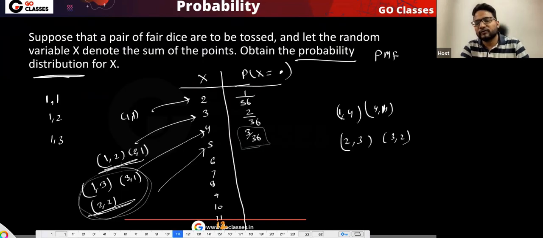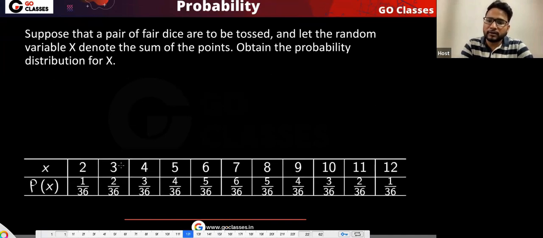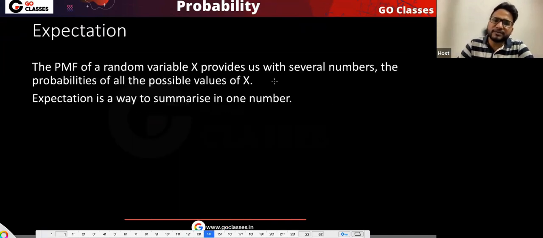So it is a PMF, which means for every x there is a probability. But suppose I want to summarize this PMF somehow. Obviously in one number you cannot summarize the whole table. The whole table could be any length, maybe 10,000 numbers, or anything. But I just want to summarize it in just one number. Then I will say it is an expectation. Expectation is a way to summarize in just one number.